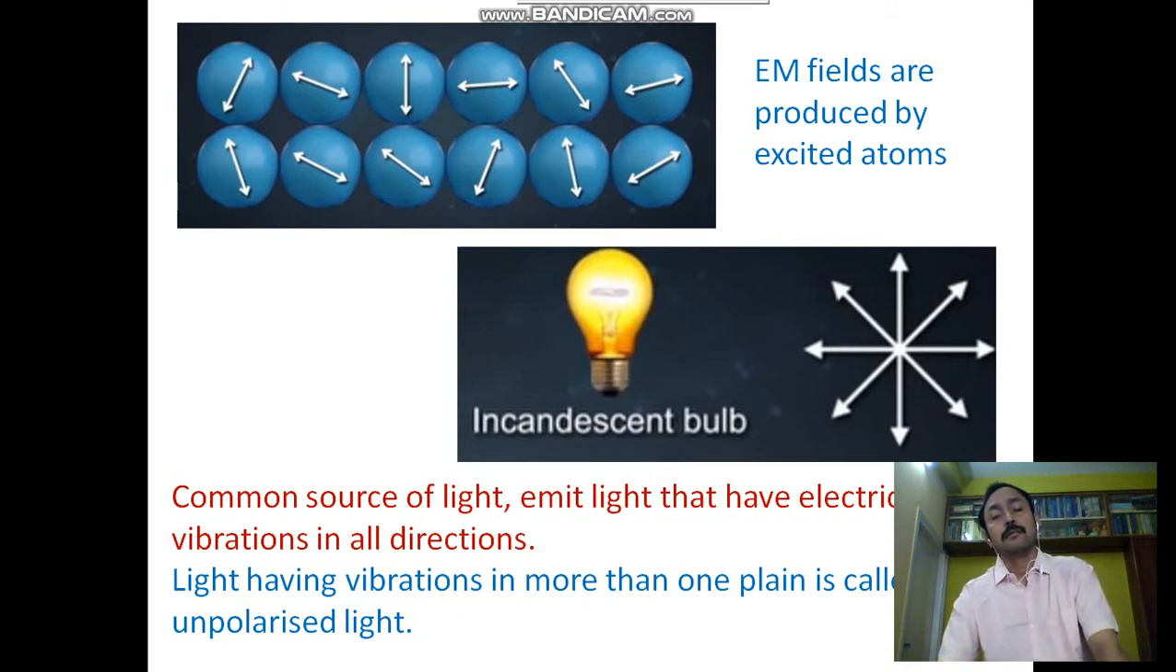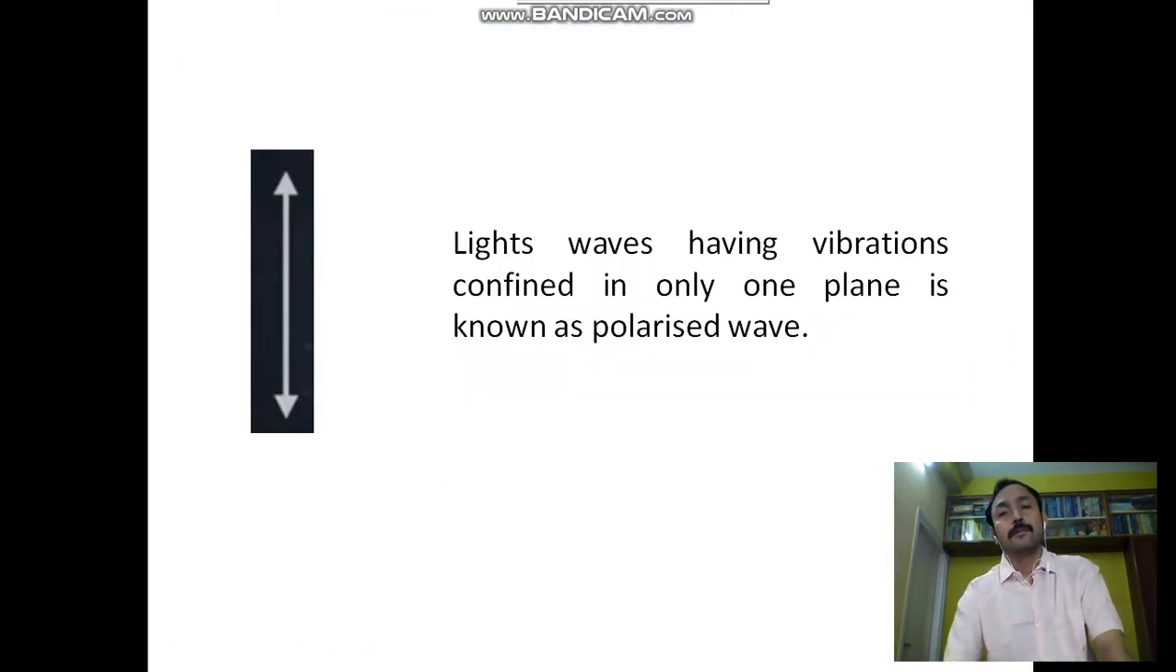Light having vibrations in more than one plane is called unpolarized light. Light waves having vibrations confined to only one plane is known as polarized light. That means light has many-sided vibrations. If we can convert the many-sided vibrations to a single-sided vibration, it is known as polarization of light.